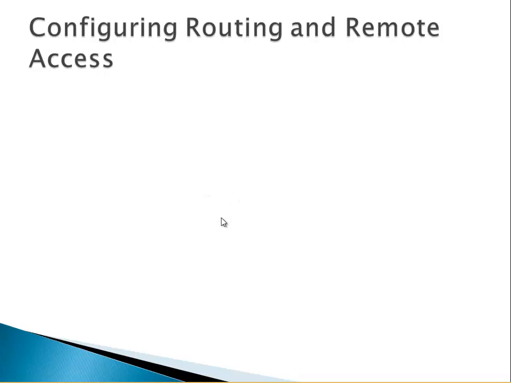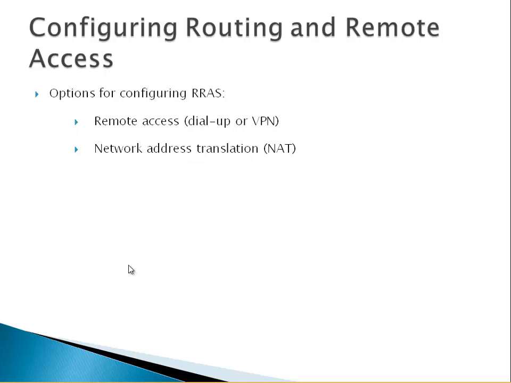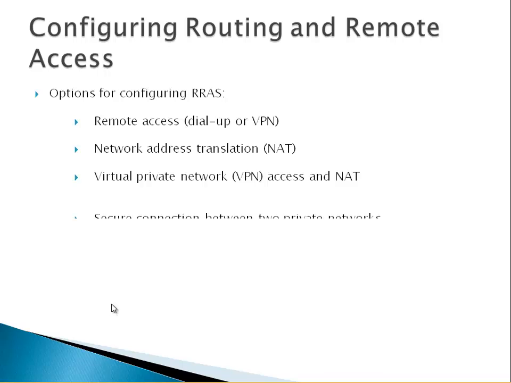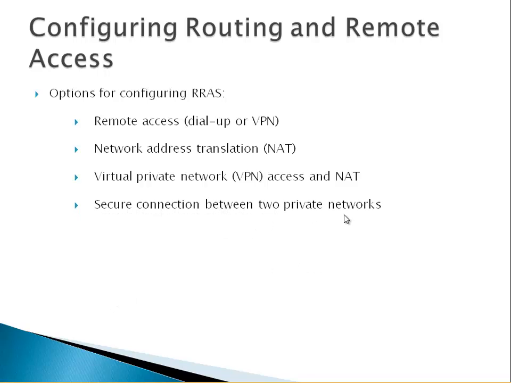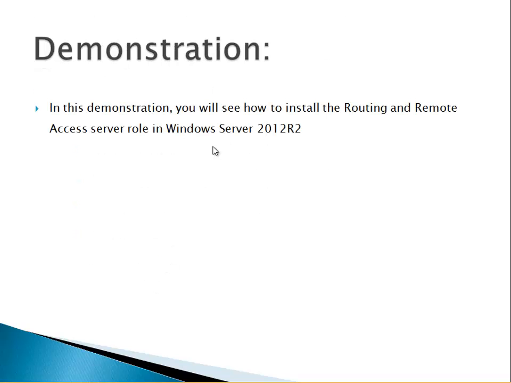Configuring Routing and Remote Access. The options for configuring RRAS are remote access, network address translation (NAT), virtual private network (VPN) access and NAT, a secure connection between two private networks, or a custom configuration. Now I'll show you a demonstration of how to install Routing and Remote Access Server in Windows Server 2012 R2.